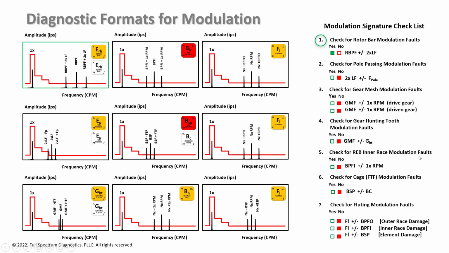Check for rolling element bearing inner race modulation faults. This would produce a ball pass frequency inner plus or minus 1 times RPM, which we don't have. So we're not seeing that non-synchronous peak or those sidebands. Same thing with cage. The cage frequency would be very low for this type of fault. The last one is a check for fluting modulation faults. This would be a fluting center frequency that's non-synchronous and have plus or minus outer race, inner race, or ball spin sidebands. And we don't see any of those. So we are very confident that electrical rotor bar is our fault mechanism.